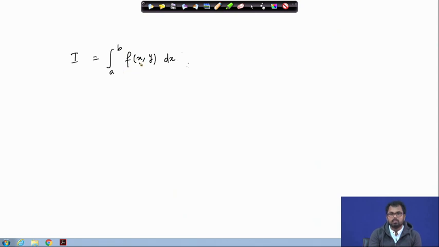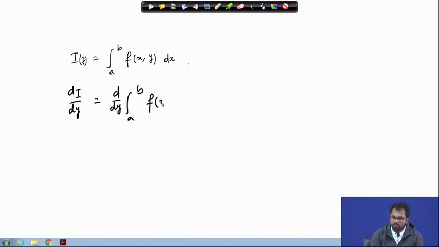If we integrate this integral, then we will obtain a function of y. So basically this integral is nothing but a function of y, and after the integration we can talk about the differentiability of this function I(y). If we want to differentiate this integral, let us say dI/dy, then we can write it as the integral from a to b of f(x,y) dx, and after we perform the differentiation, we bring the differentiation inside the integral, and it can be written in this fashion.